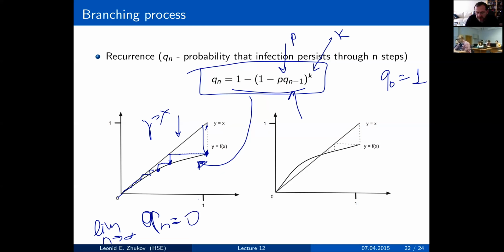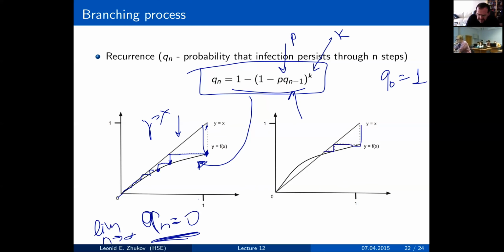And so the recurrence, it's a probability that infection persists through n steps. So this really means that infection dies out. All right, the probability that infection persists through n steps is equal to 0. Well, there is another possibility, depends on P and Q. These curves can be aligned differently.